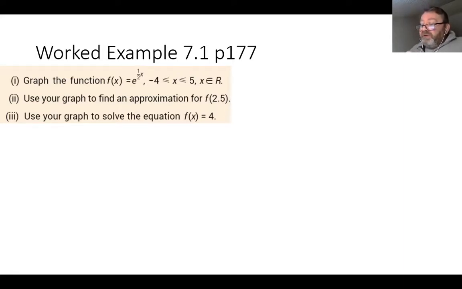Graph the function f of x equals e to the half x, starting at minus 4, going to 5, both of them included, and x an element of the real numbers. Okay, now the very first thing you've got to do is to know how to use your calculator to get that table going. So I'm just going to pull up the calculator here now, and I've learned this already.